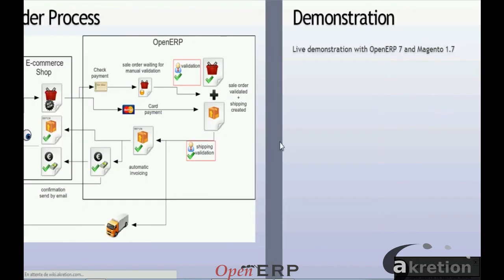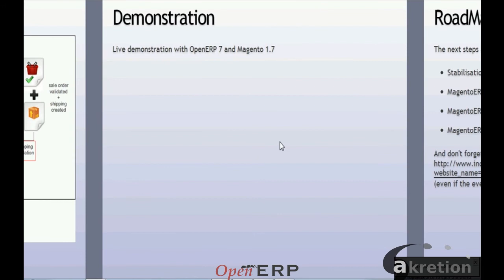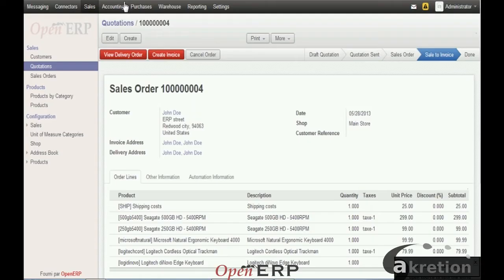So now I'm going to do a demonstration of the connector. For this demonstration, I'm going to use OpenERP 7 and Magento 1.7. So it's the latest version of Magento.